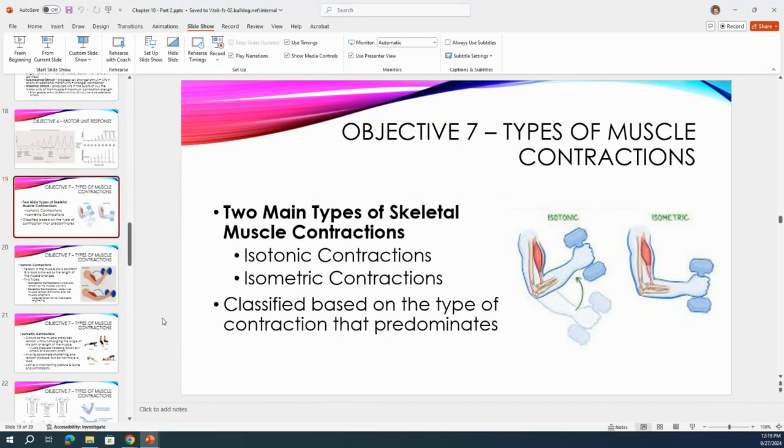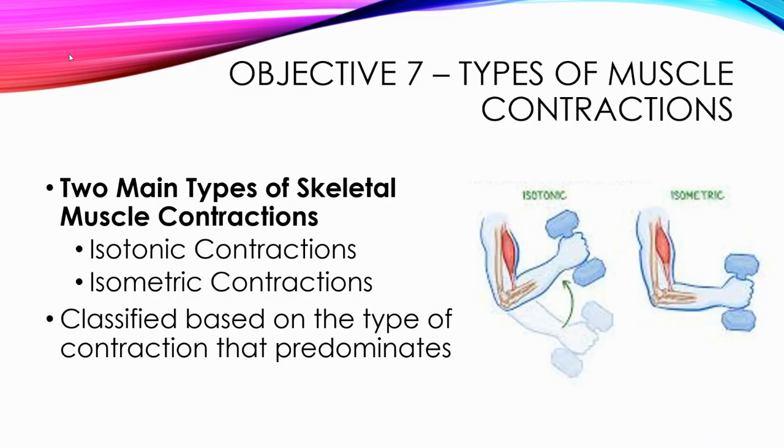Alright, this video is going to cover two objectives. We're still in chapter 10 and we're going to cover objective 7 and objective 8. So objective 7 is about different types of muscle contractions. Once again, we're talking about bigger scale in this particular PowerPoint.